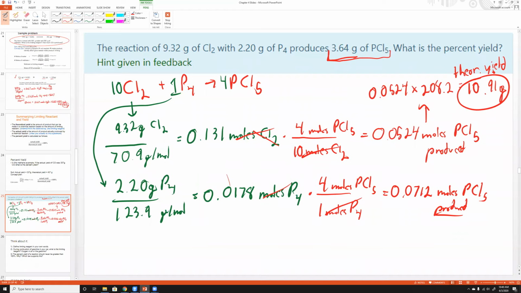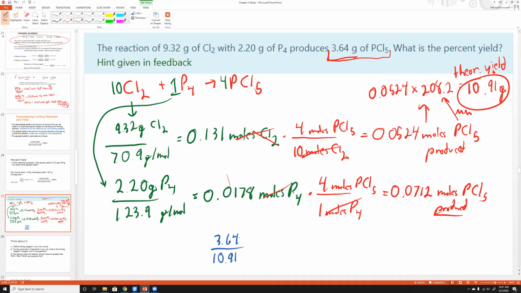Okay, so does that make sense? Yeah, the 208 is the molar mass of PCl5, right? Correct, yes. So I'll put an arrow to that. Put molar mass. Okay, so now we can figure out the percent yield. Percent yield is the actual, which is 3.64, divided by the theoretical, which is based on our limiting reactant. So that's why we need to find the limiting reactant first when we do these problems.